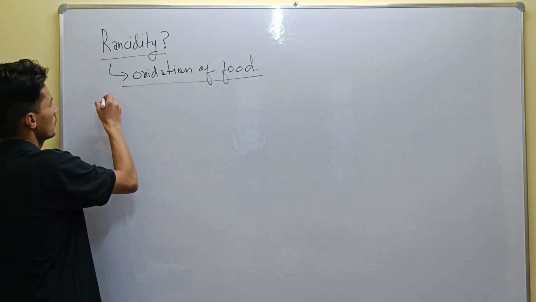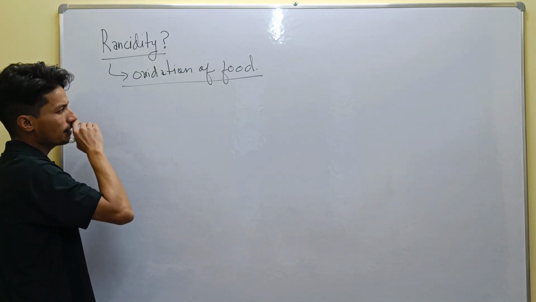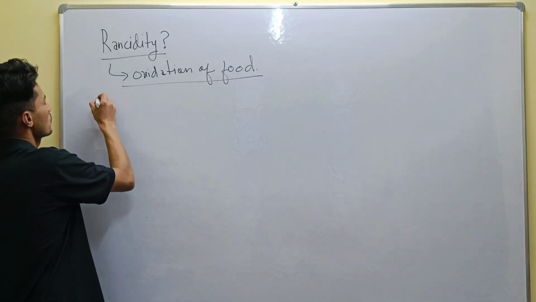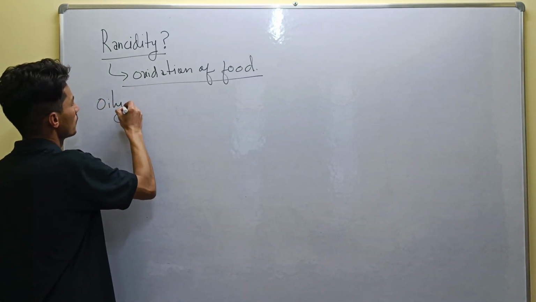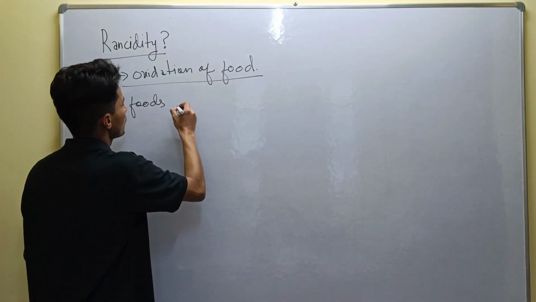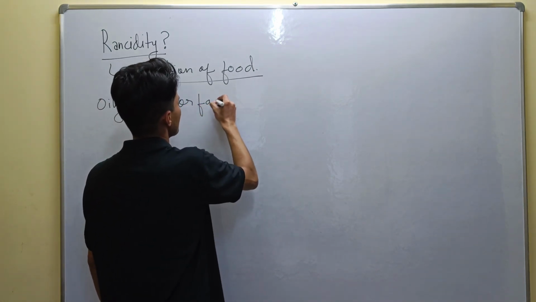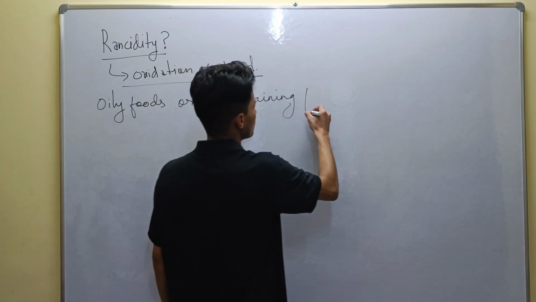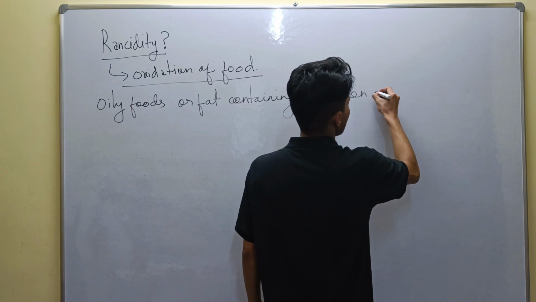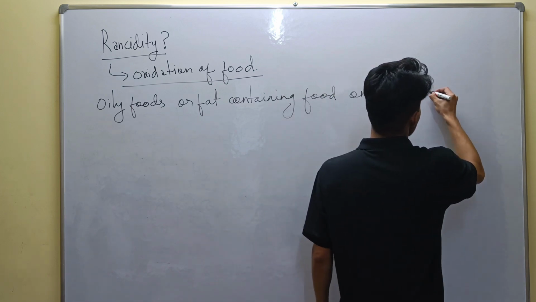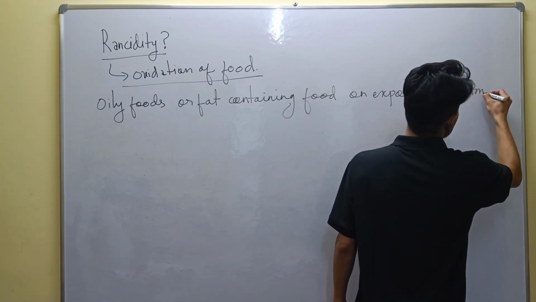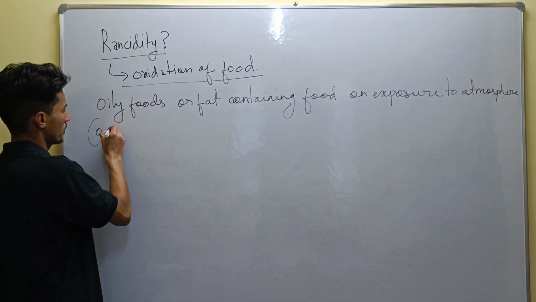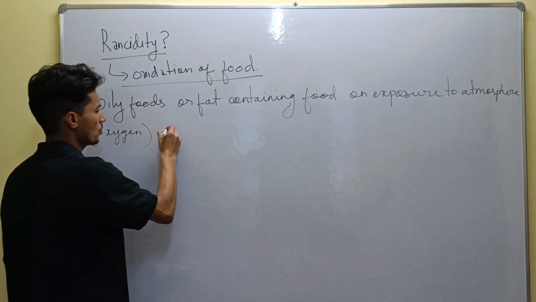Food items. Oil, fat and oily foods. Oily foods or foods which contain fats. So oily foods or fat containing foods on exposure to atmosphere, here atmosphere means oxygen, in the bracket you can write oxygen, gets oxidized.